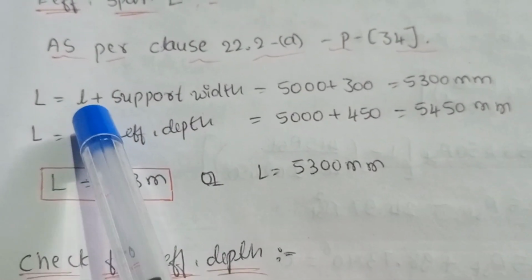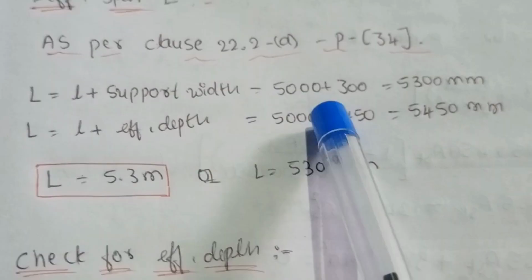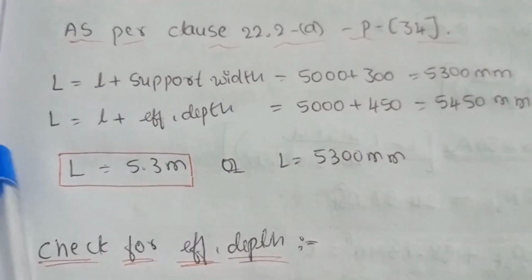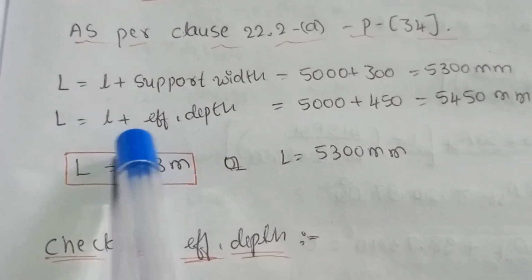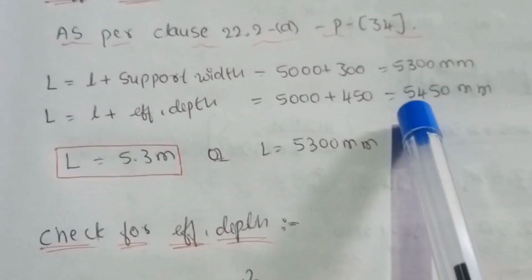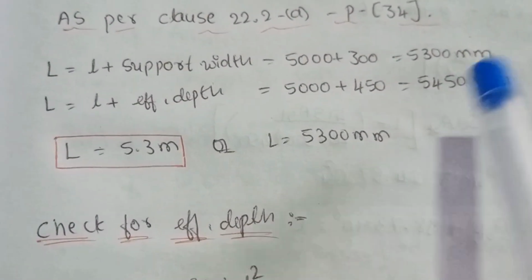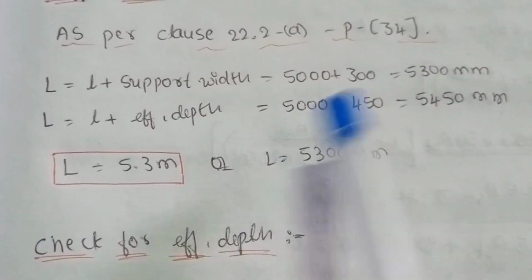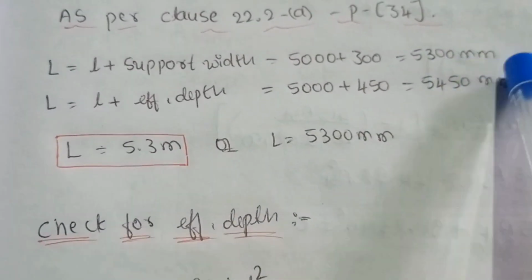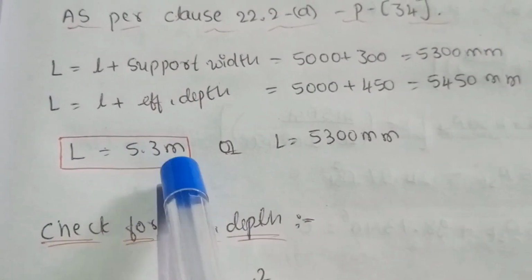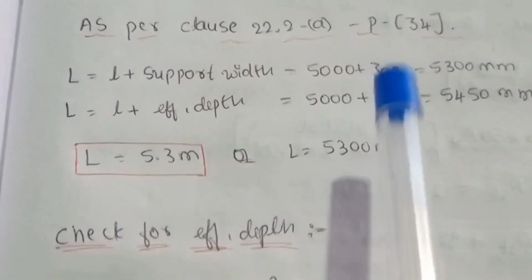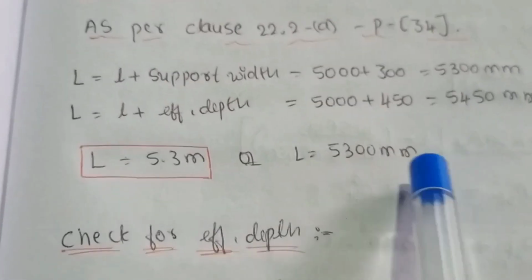L is equal to clear span plus support width. After simplifying this, we'll get 5300 mm. So next one is L is equal to clear span plus effective depth. Substitute the value. After simplifying, we'll get 5450 mm. They have also said the L value should be least of these two. So which is least? 5300 mm is least. So I am taking L is equal to 5.3 meter, in terms of mm, 5300 mm. This is how we calculate the effective span.